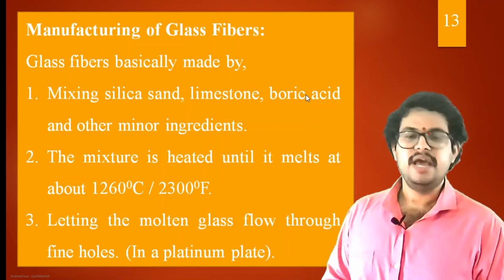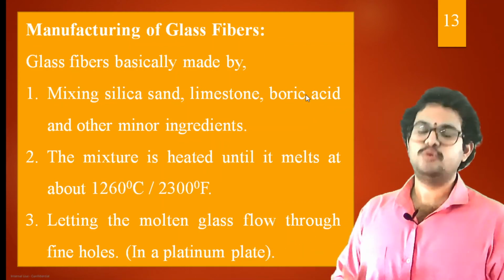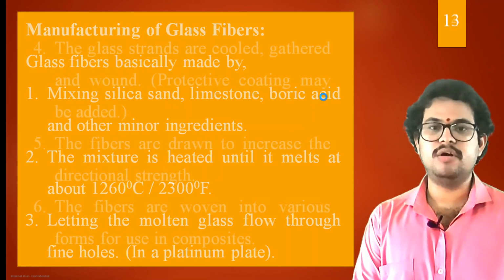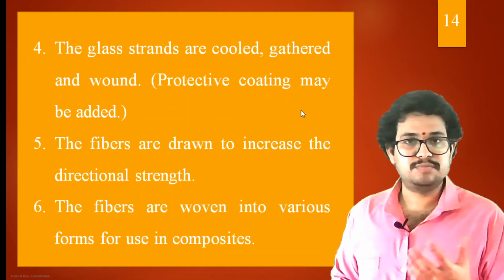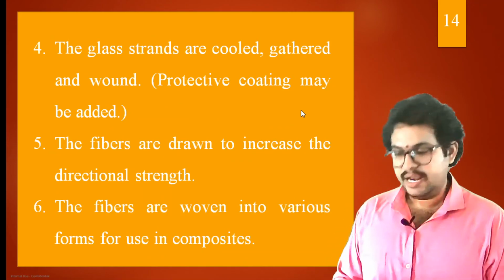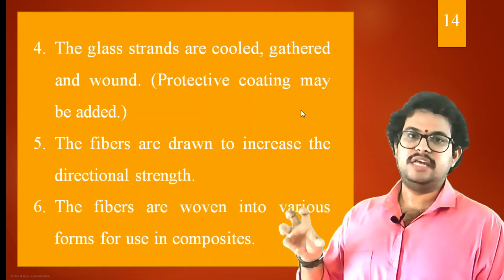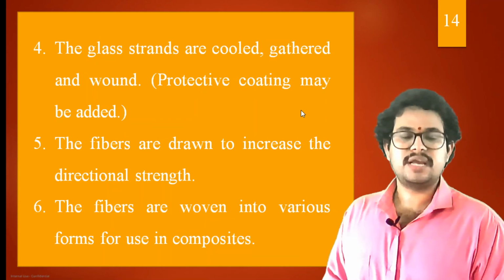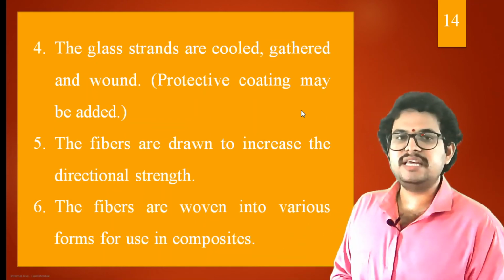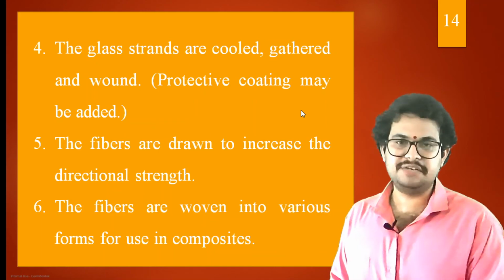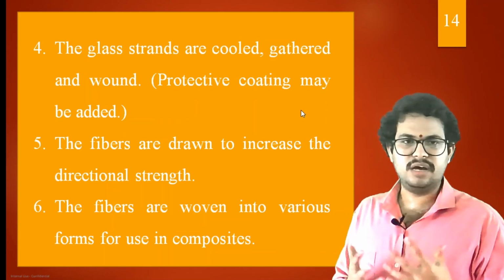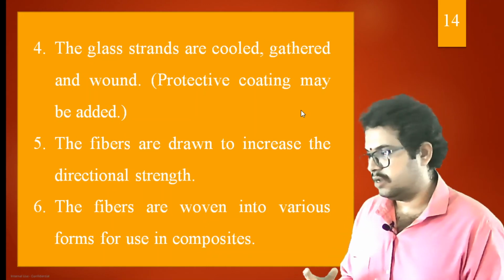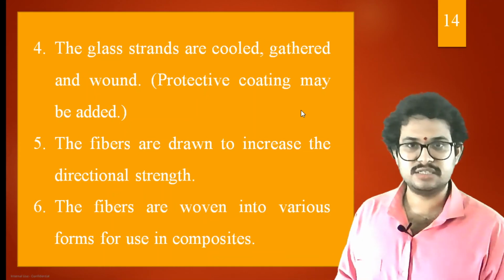This melting takes place at about 1260 degrees centigrade, and we let the molten glass flow through fine holes. Obviously a platinum plate is taken for the mold, because its thermal properties are high. Then the molten glass is let to cool down and drawn into wires, and those wires are initially given a protective coating. Why do we give a protective coating? To avoid corrosion, and to avoid exposure to harsh conditions and such things, right?